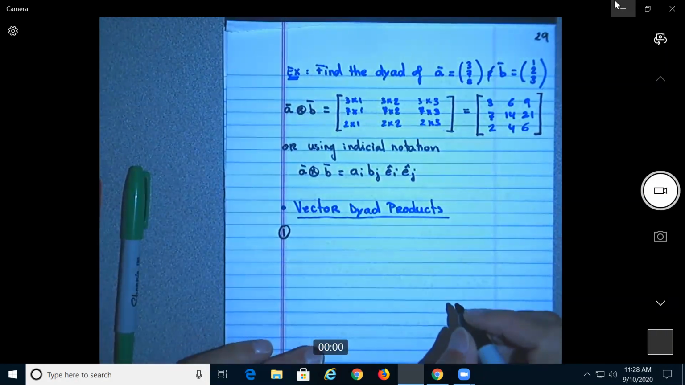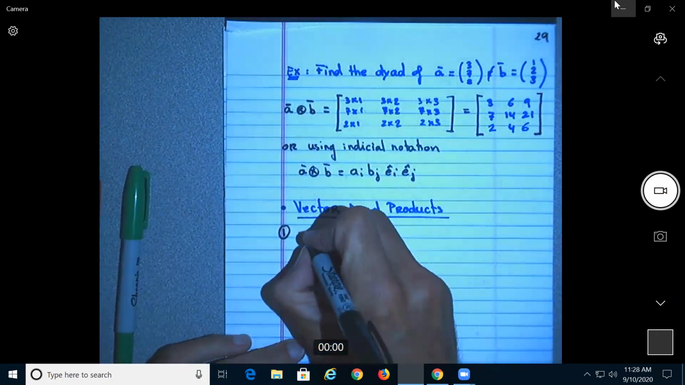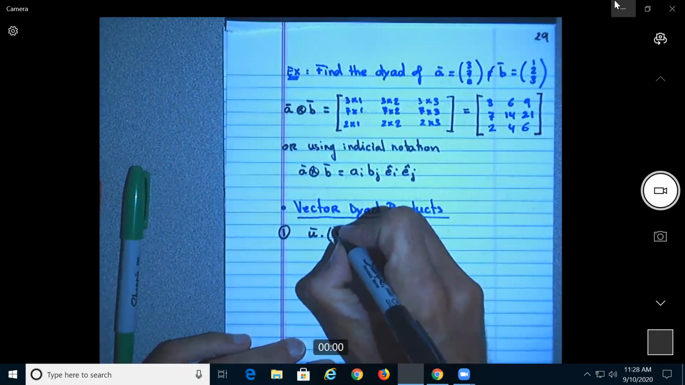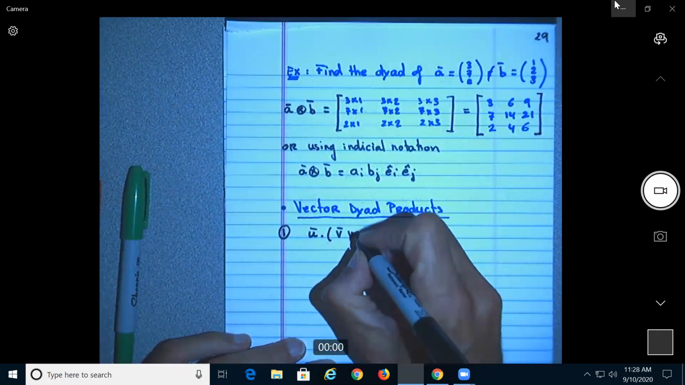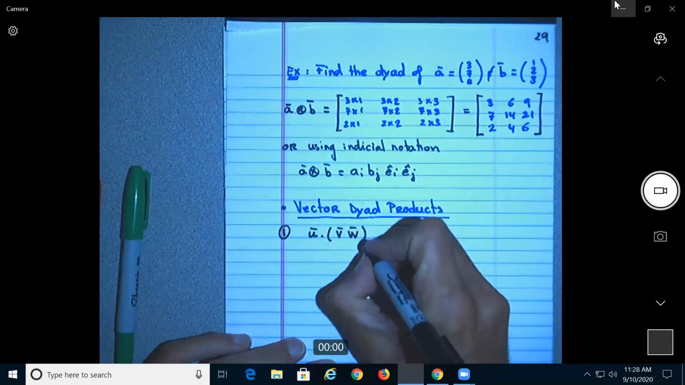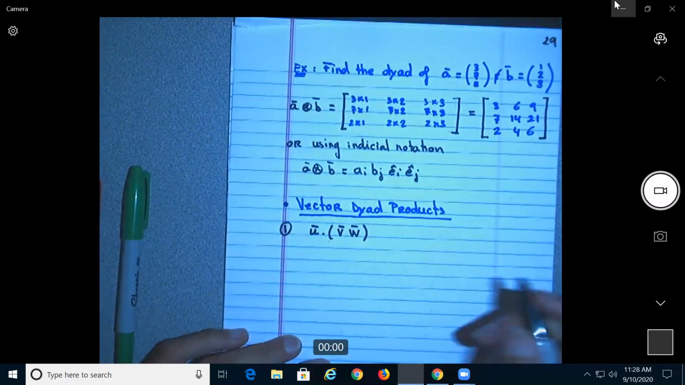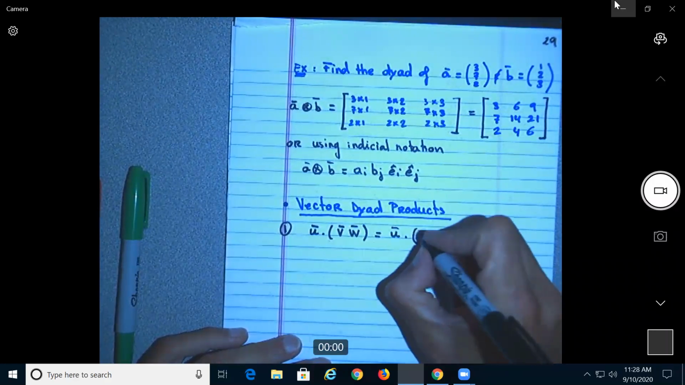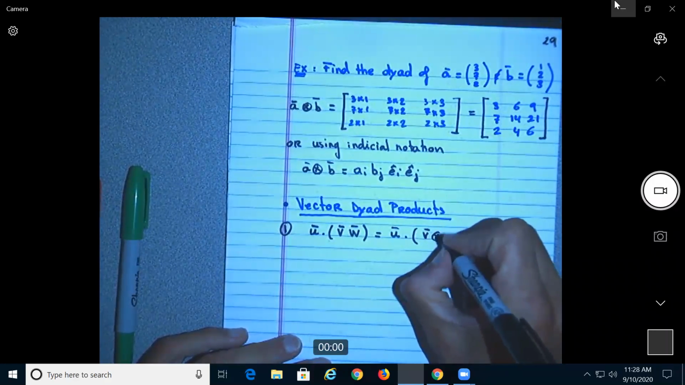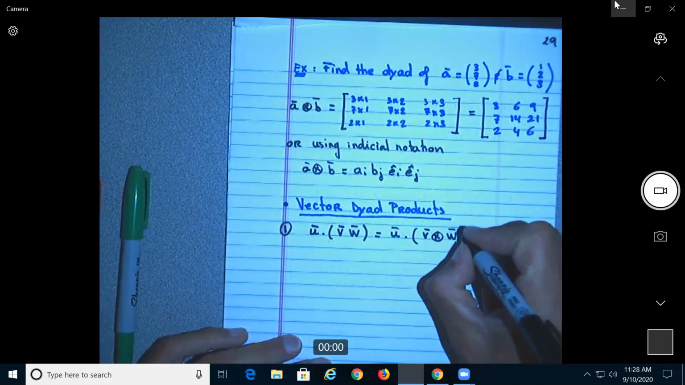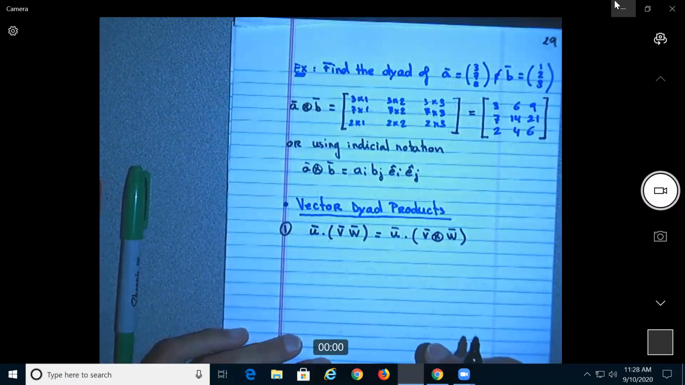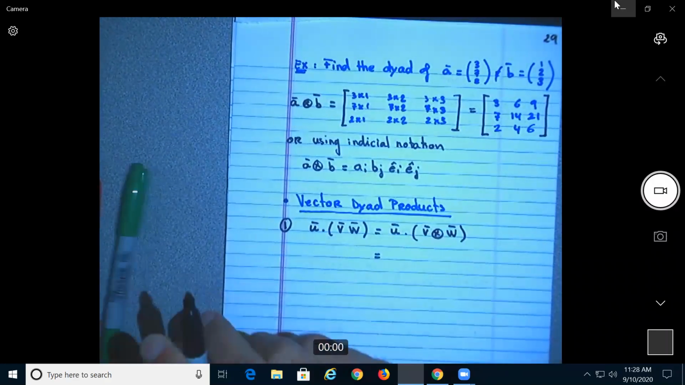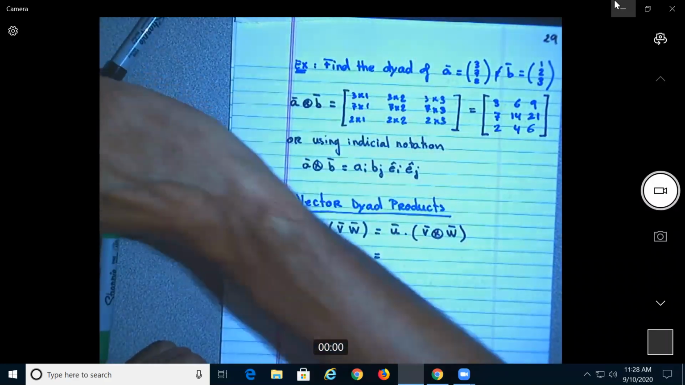So the first one we're going to look at is U dot the dyad of the product of the vectors V and W. So we know that you could rewrite this as U dot of the dyad over here. So if we write this down in indicial notation, what does that mean?